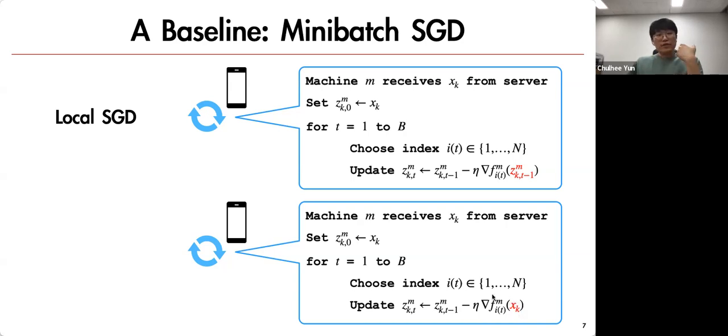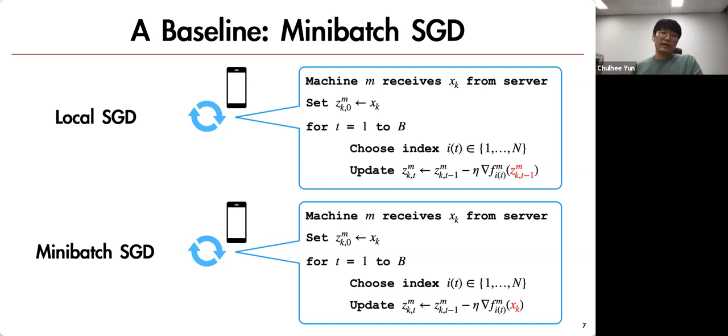So if you consider the aggregation after the B updates, then from the central server's point of view, this is actually equal to collecting B gradients from each machine. So there are MB gradients in total, and the central server uses that minibatch of MB gradients to make a single update to the global iterate. So the actual update is done only once per communication round. We call it Minibatch SGD because it's just SGD with minibatch size MB.